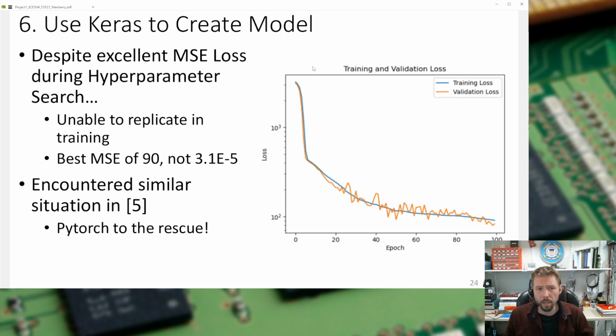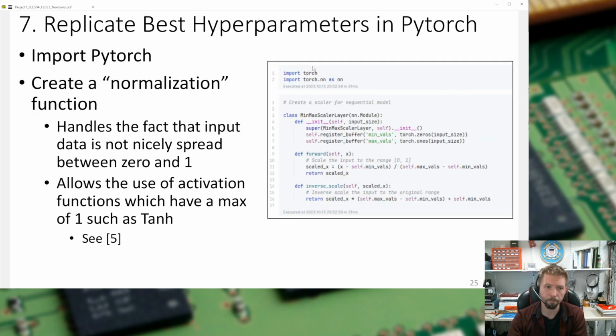And even though I had excellent MSE loss during the hyperparameter search, I was unable to replicate that performance in training. I never got better than an MSE of about 90, nowhere near the loss that I saw during the hyperparameter search. I did encounter the same situation with Keras in that 3D full wave via work, reference 5 here. To be honest, I'm not entirely sure why this happened, why I couldn't replicate it with Keras. But just like I did in that other paper, I went and I replicated it in PyTorch instead.